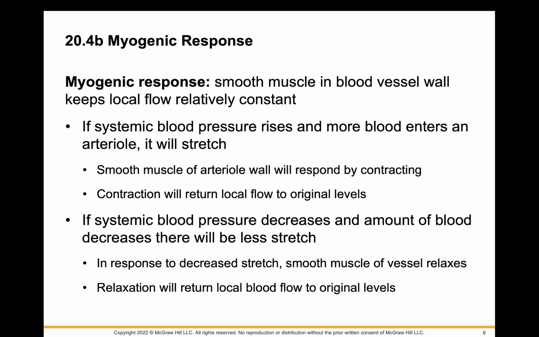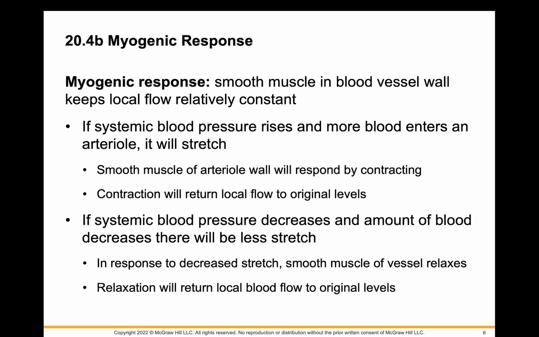If systemic blood pressure or driving force rises, this is going to result in more blood entering an arteriole, and it's going to stretch. This larger driving force is going to result in increased flow if nothing happens. So the response of the smooth muscle of the arteriole is to contract. By contracting, it's going to increase resistance, and this will return local flow to original levels.